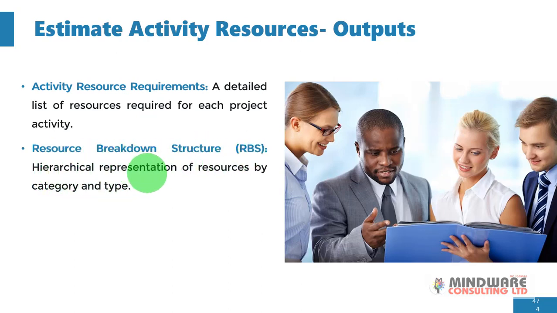Resource breakdown structure, RBS. This is a hierarchical representation of resources by category and type. Okay, so we're gonna have that structure laid out for easy identification and allocation.